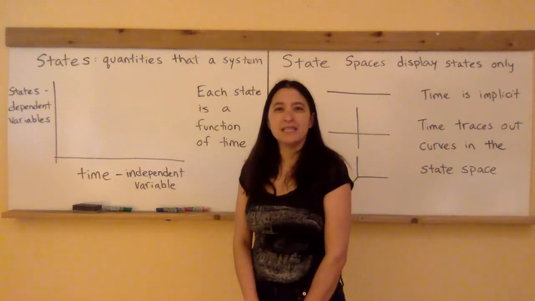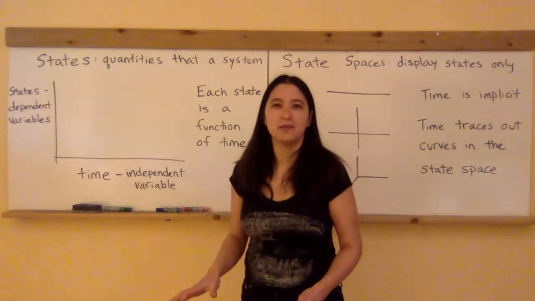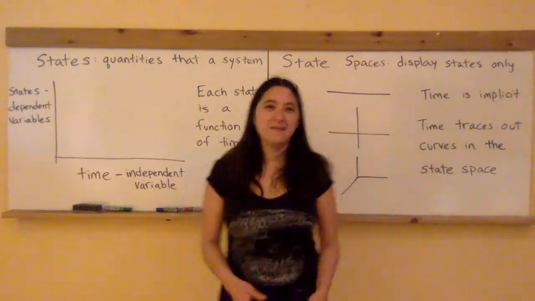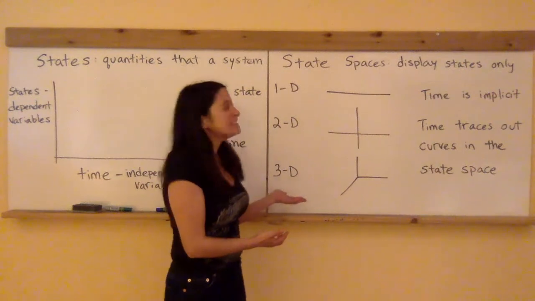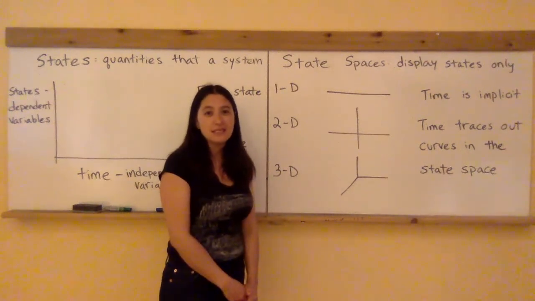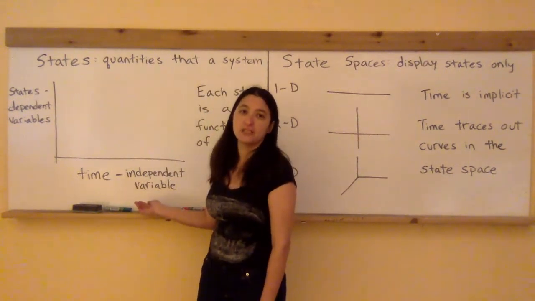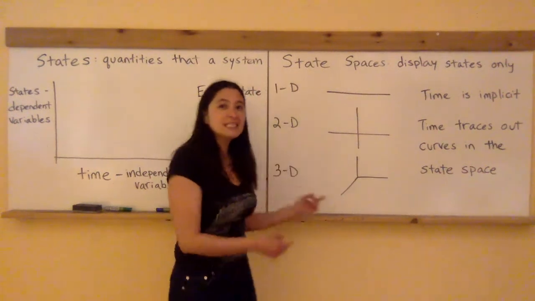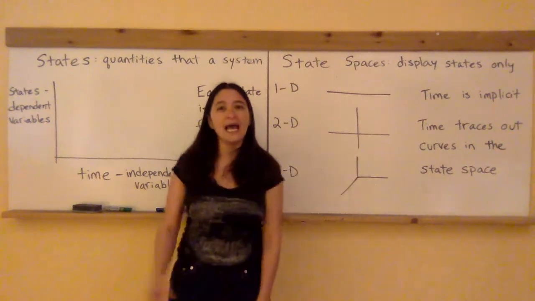Have you ever wished that there was a place that you could just throw all your dependents no matter what time it was? Well, now you do. That's called the state space. You see, state spaces display the states or dependent variables only. Time still exists because time is always the independent variable. All the states are changing in time. But in a state space, time is implicit rather than explicit.